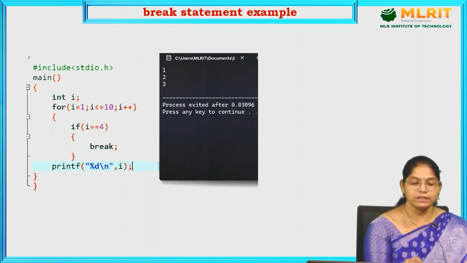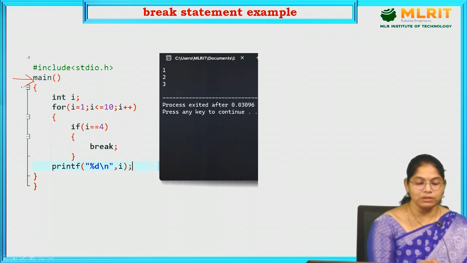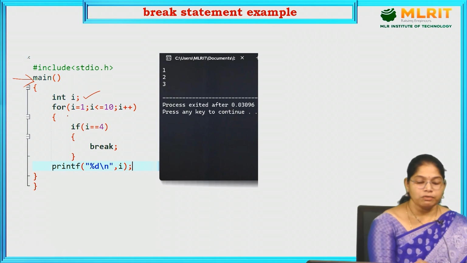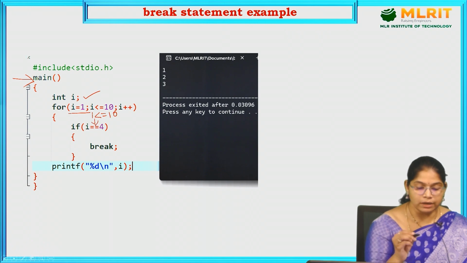So here we have a simple program. Always the execution starts from the main section, int i. So here we declared i as an integer variable. For i equal to 1, i is initialized with the value 1. I value is 1, 1 less than or equal to 10, condition is true. If the condition is true, it enters into the body of the loop.